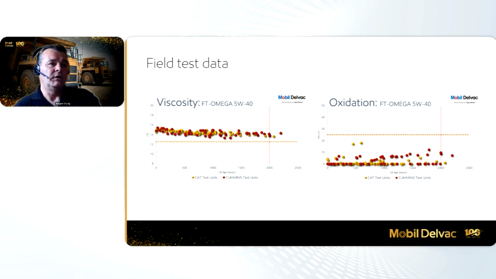The other part of it, oxidation. Usually oxidation is an indication of oil age. We can see a few early high samples with the CAT units there. Not exactly sure what might have caused that. However, the majority of the samples were slowly trending up, which we would expect. Oxidation should increase as we get out. But even at 2,000 hours and beyond, we didn't get to our higher limit of 25. So call that a win.